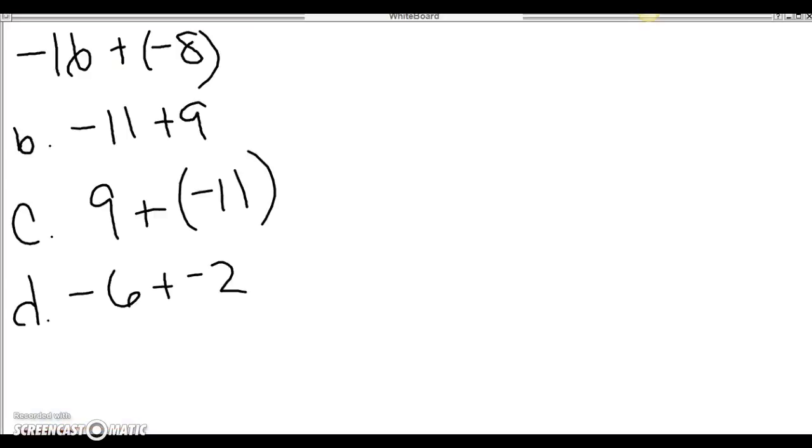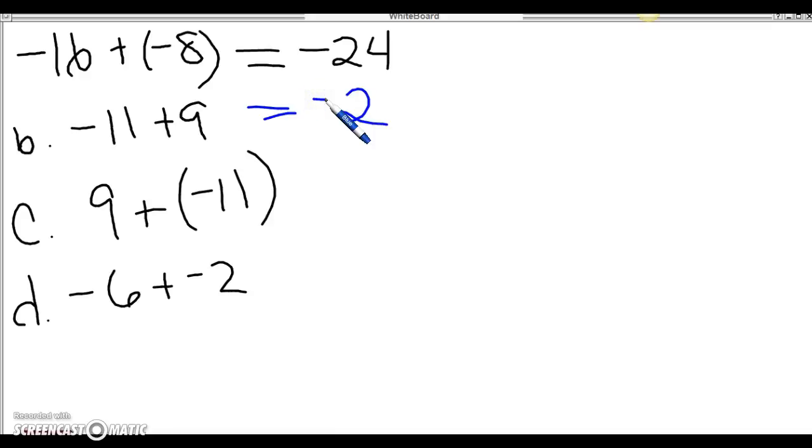Now let's do the next set. The first one, they have the same sign. So -8 plus -16 will give me -24. Both of them are negative. For B, they have different signs. So this time I'm going to subtract. 11 minus 9 is 2. The larger of them is the 11, so I'll put a -2.